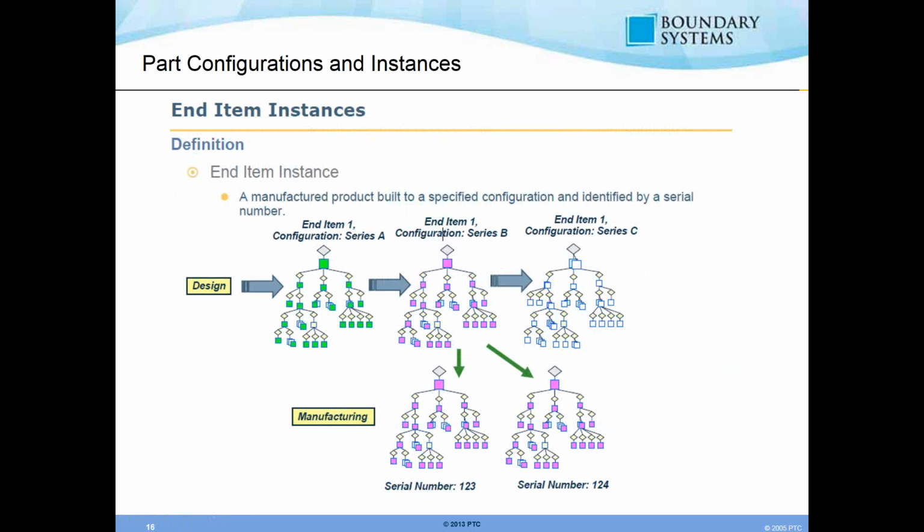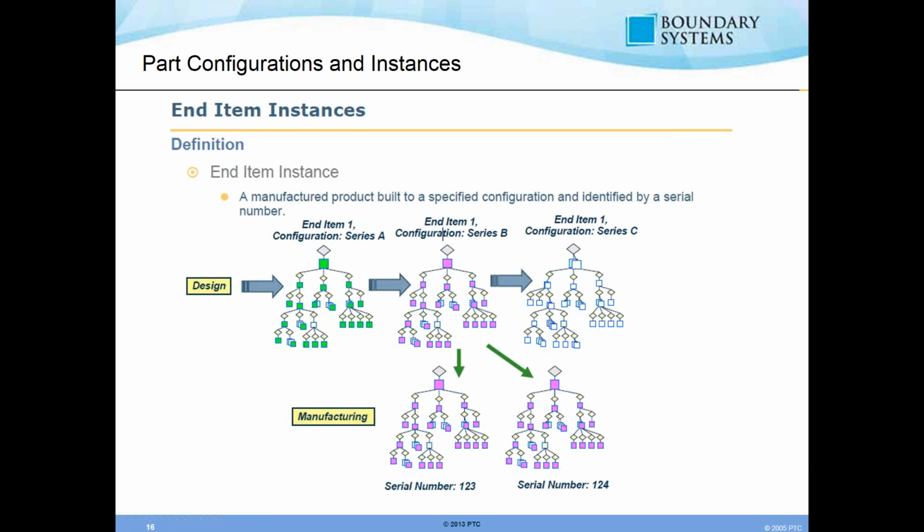Where the configurations and instances really start to differentiate themselves is when we get to the instances. From each of these configurations, I can create an instance, and that instance is basically a serialized traceable object. So I have to define my part as traceable by serial number or lot number or something like that. Now I can take Series B and say, okay, from this configuration, create an end item instance, and now I give it a specific serial number. And then I can create another instance and give that a serial number.